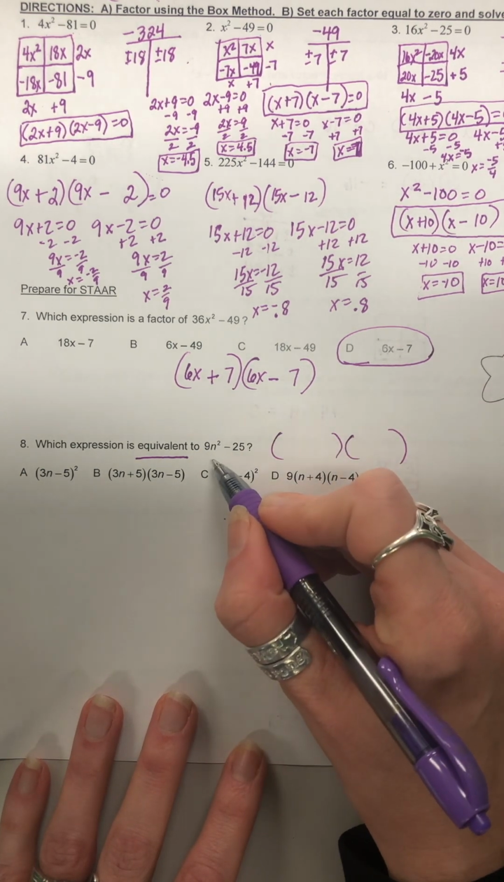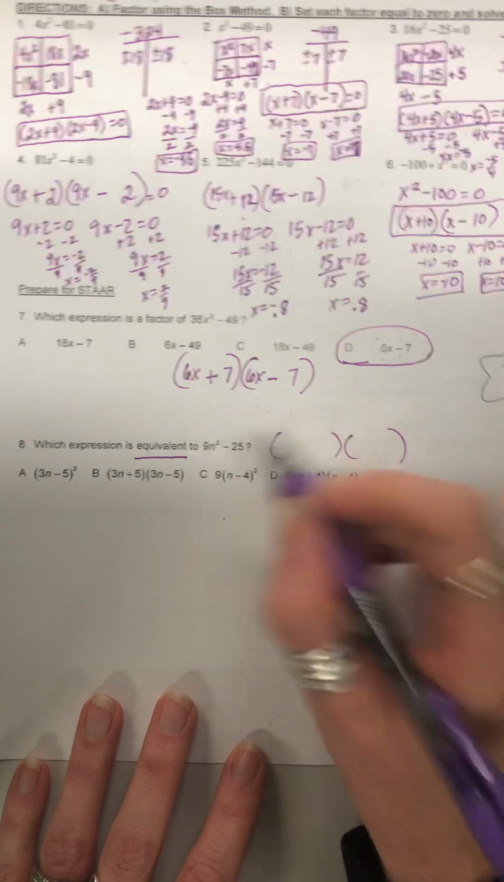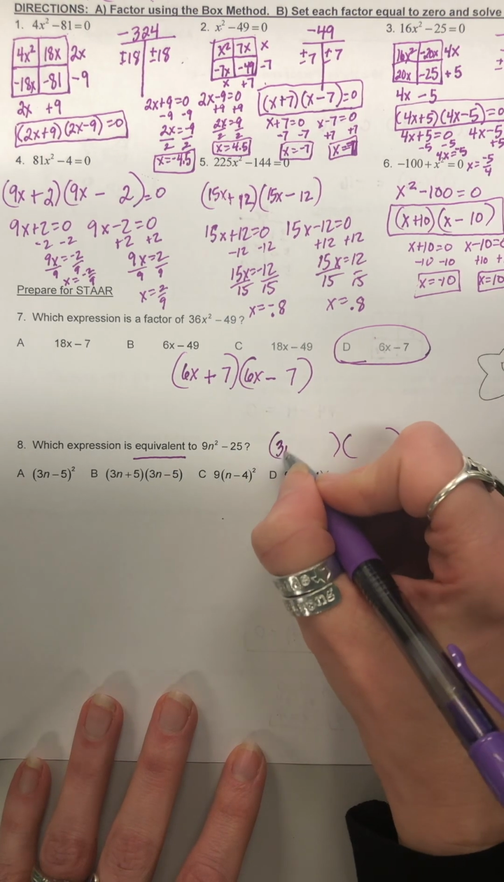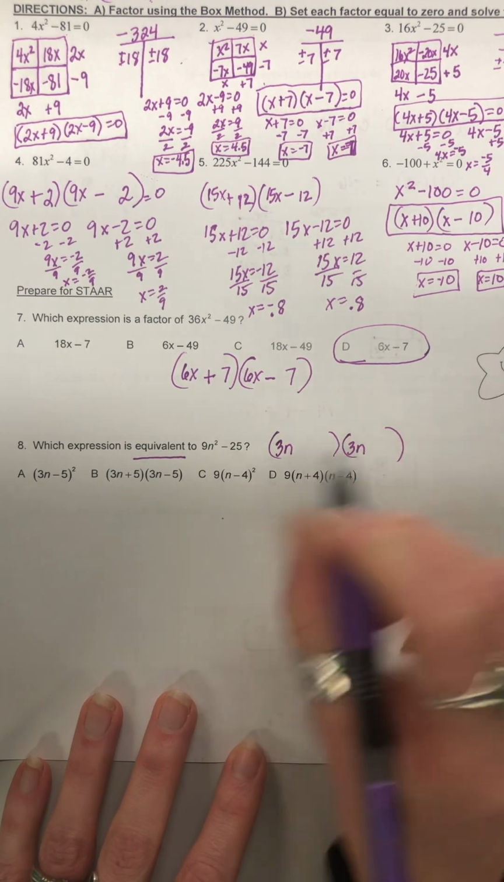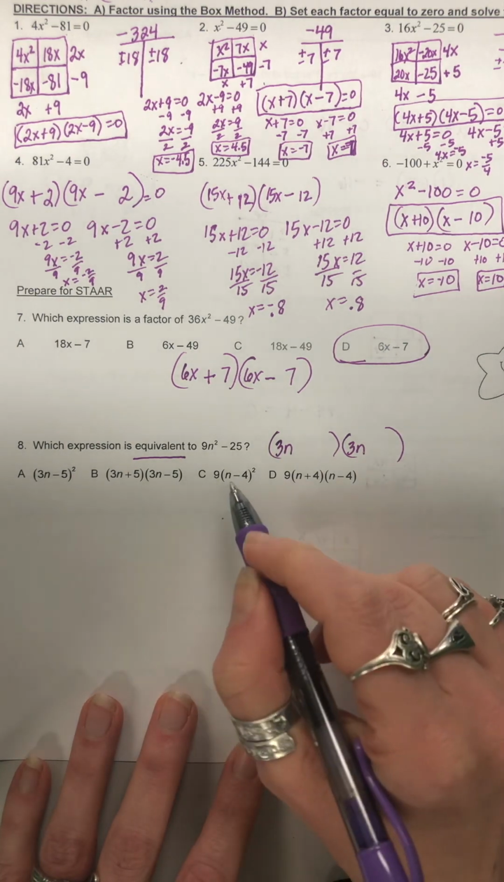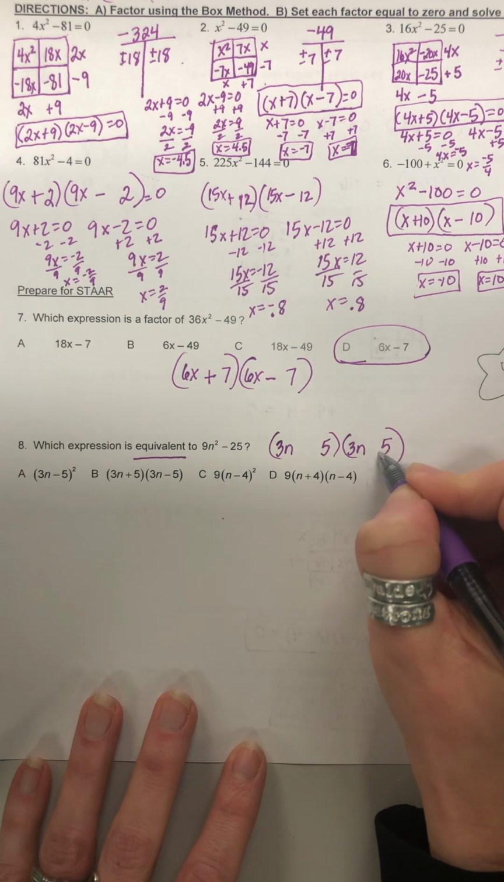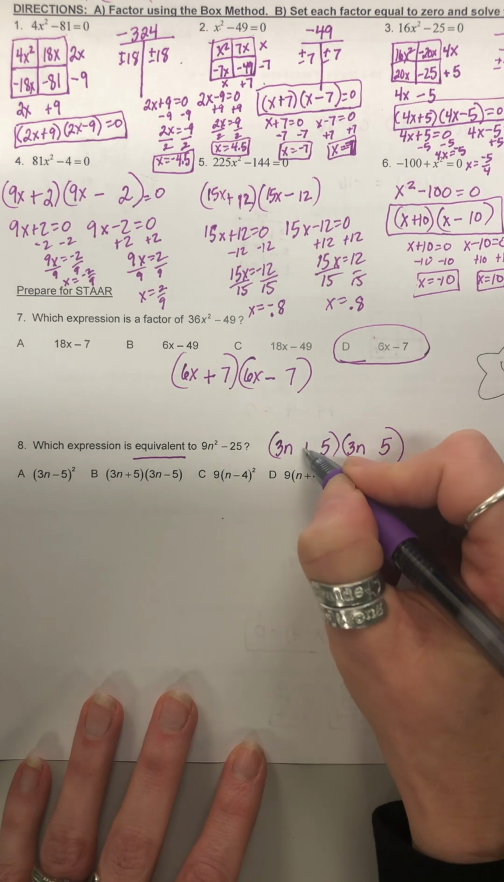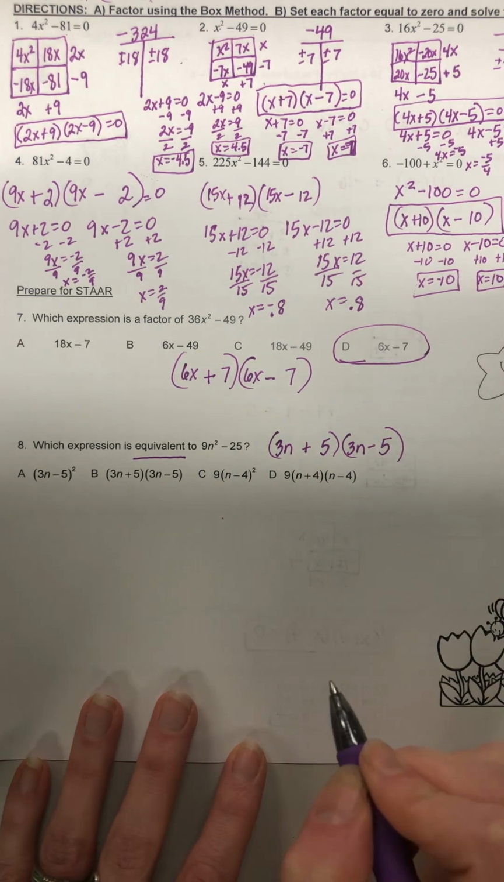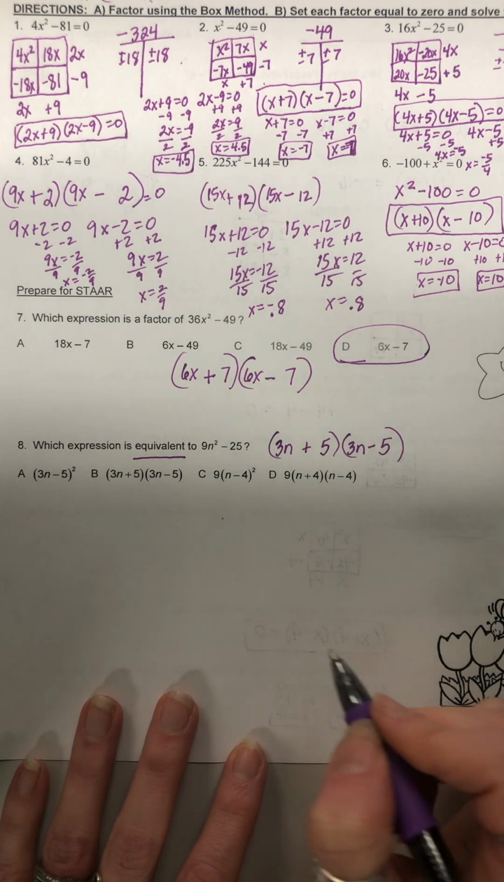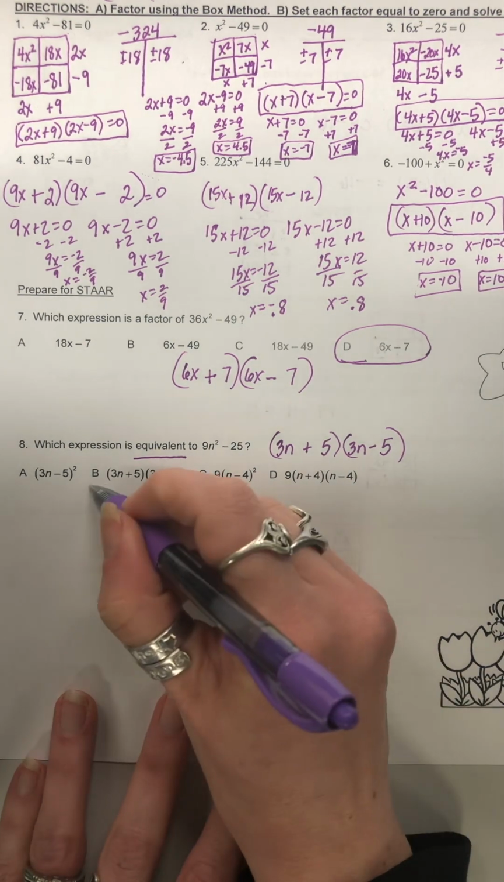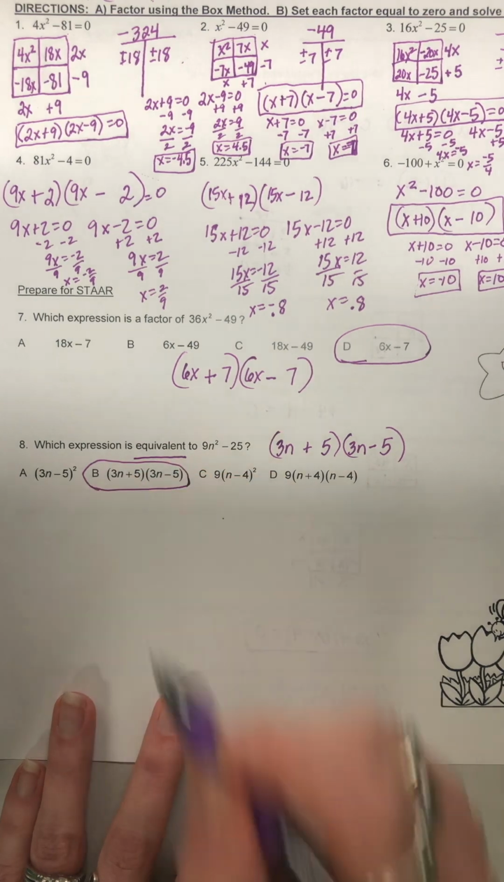What's the square root of 9n squared? How about 3n times 3n gives you 9n squared? What's the square root of 25? 5 times 5 gives you 25. One plus, one minus. Do you see this in any of the answer choices? I think B is the correct one.